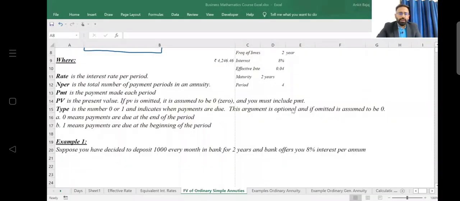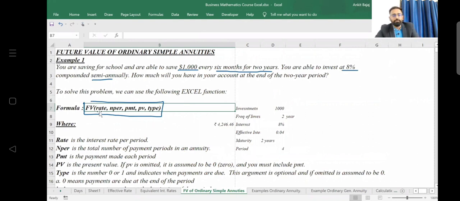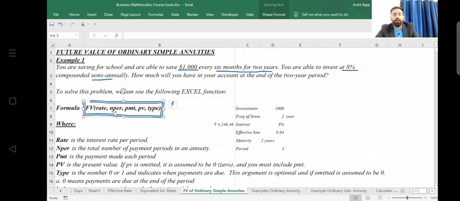So you can see this sheet, and we will do a few more examples for your better understanding of how this formula works. In the previous lecture, we saw the formula. The formula is FV, that is future value. Open the bracket, then we have to put the rate, the number of periods, and PMT. PMT means the amount you are investing, and present value will be 0. And here type is 0 always.